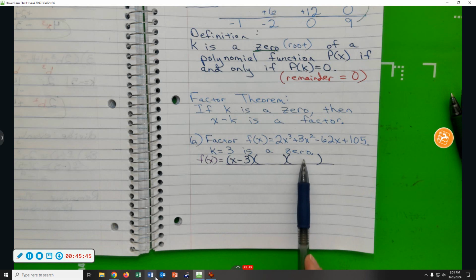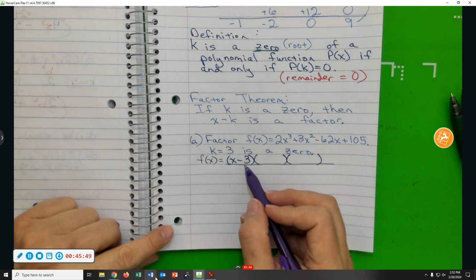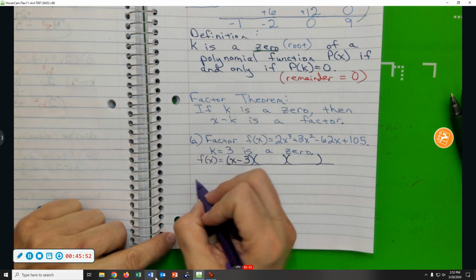We need 2 more sets of parentheses. Let's get started. We use synthetic division. We have our k value of 3.